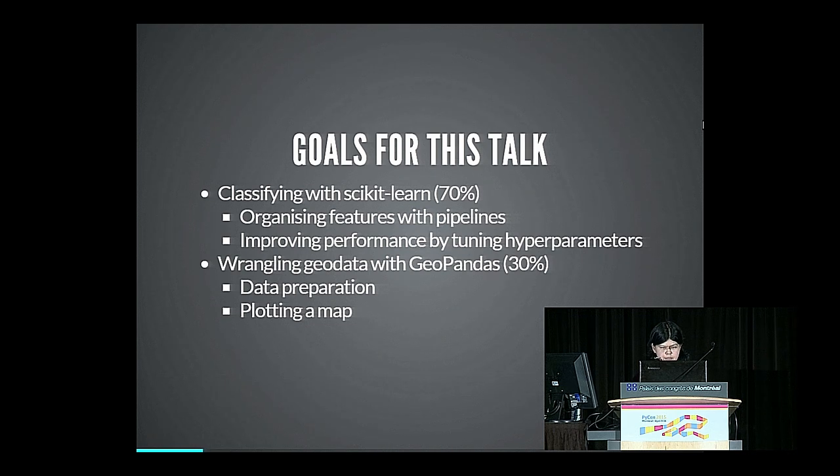So let's get started. The goals for this talk: I'm going to spend most of the time talking about how to do classification with scikit-learn. We're going to build a baseline classifier, and then we're going to talk about how to add features and organize them using pipelines, and how to improve performance by tuning hyperparameters. And in the rest of the talk, I'll be talking about how to wrangle geodata using a library called geopandas and how to plot a map.